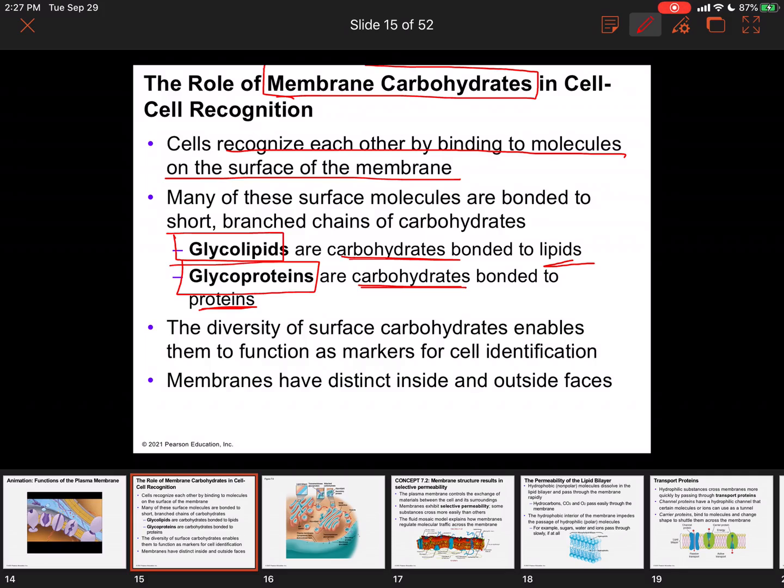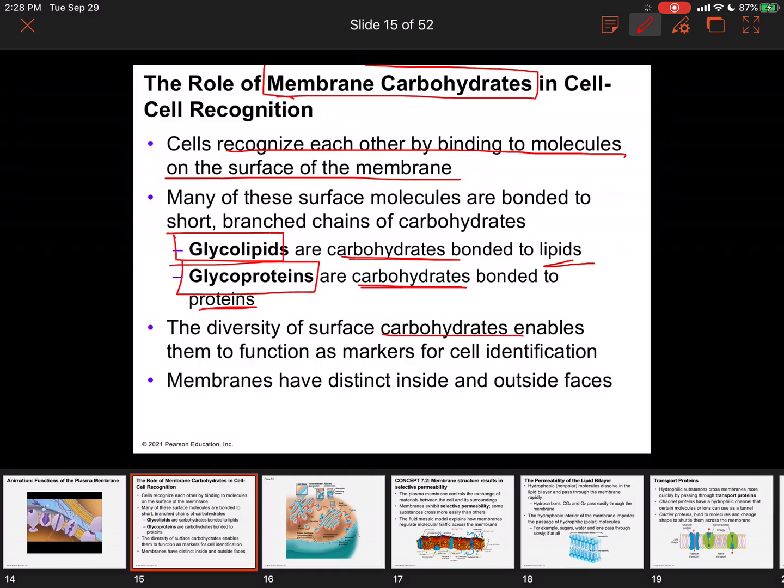And both of those are very important for cells recognizing each other. This is one reason why you have to be given a very specific type of blood if you needed a blood transfusion, because of those proteins that are found on the outside of your blood cells. They would not want to mix together. You got to have that same protein on the outside of your blood cells if you had to have blood given to you. It says the diversity of surface carbohydrates enables them to function as markers.